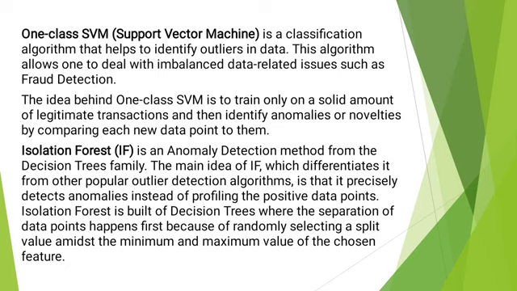Isolation forest is an anomaly detection method from the decision tree family. The main idea of IF, which differentiates it from other popular outlier detection algorithms, is that it precisely detects anomalies instead of profiling the positive data points. Isolation forest is built of decision trees where the separation of data points happens first because of randomly selecting a split value amidst the minimum and maximum value of the chosen features.